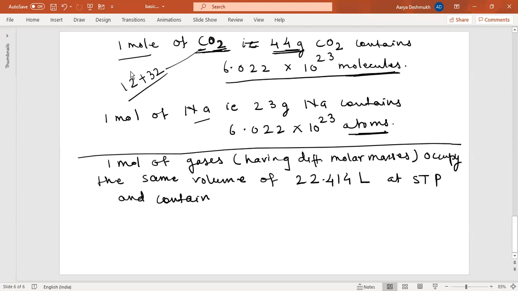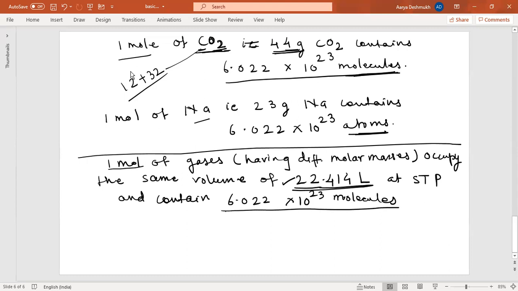It contains 6.022 into 10 raised to 23 molecules. It means if you are asked to convert the molar mass into volume, this figure is important. If you are asked to convert 1 mole of gases into number of molecules, this Avogadro's number is important.